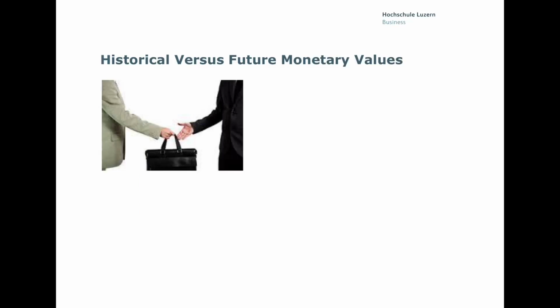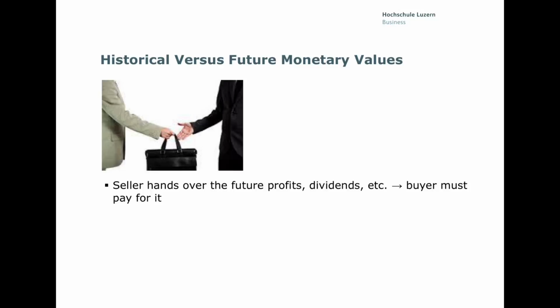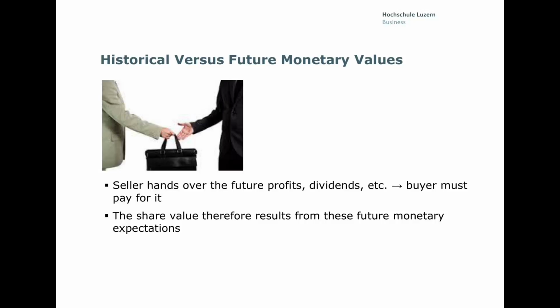When a company is sold, the seller hands over future profits, dividends, etc. to the buyer of the company. The buyer compensates the seller for this by paying a price. The value of the share is therefore determined by these expected future parameters. Since the future is uncertain and it can be difficult to make appropriate forecasts, we often use historical figures as a basis for future estimates.